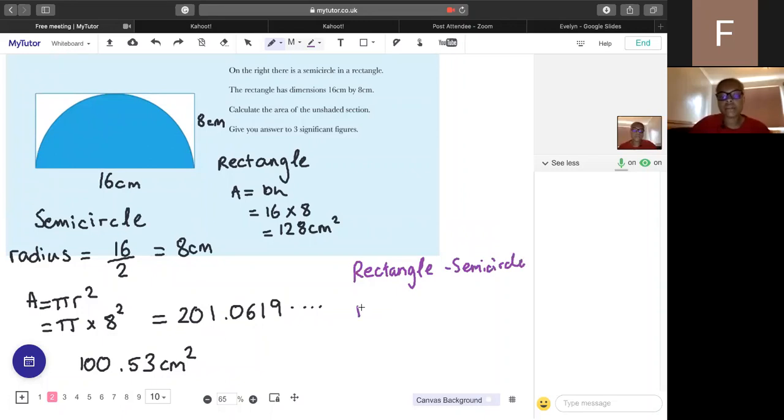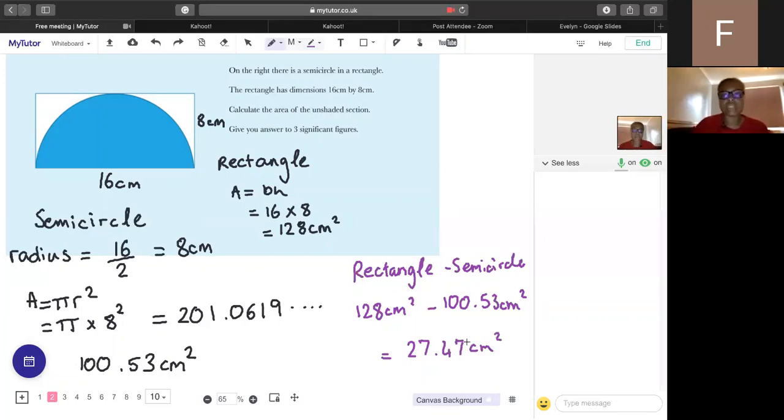So that would be 128 centimeters squared, take away 100.53 centimeters squared. So when you calculate this, remember, try and keep all your numbers in the calculator if you can, just to try and make it as accurate as possible. And you should get 27.47 centimeters squared. Remember, it's still an area.